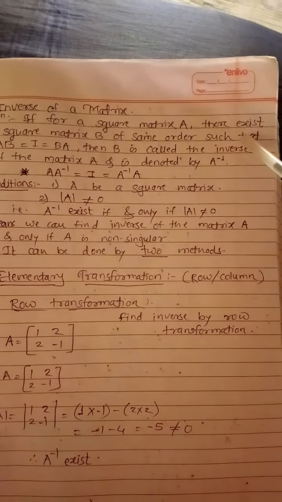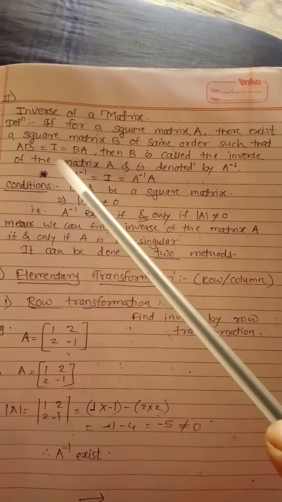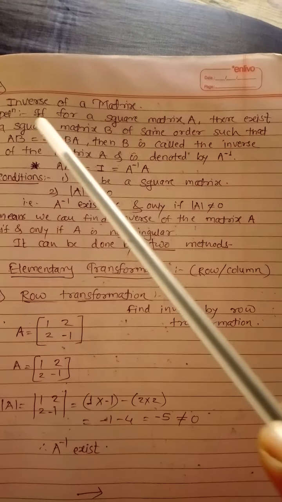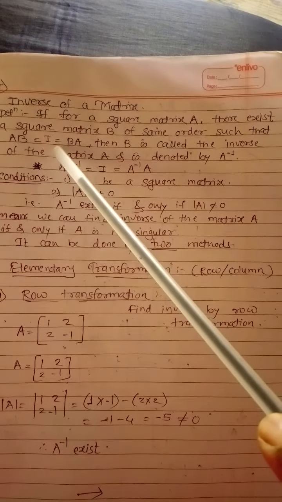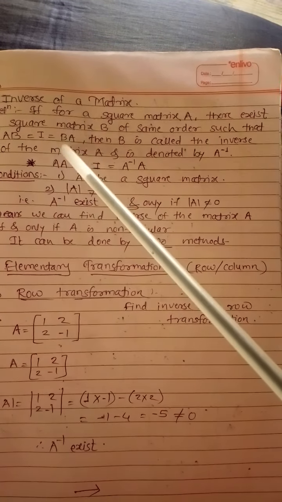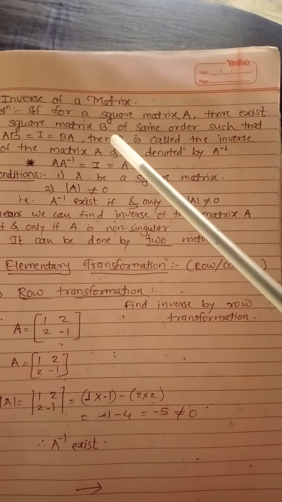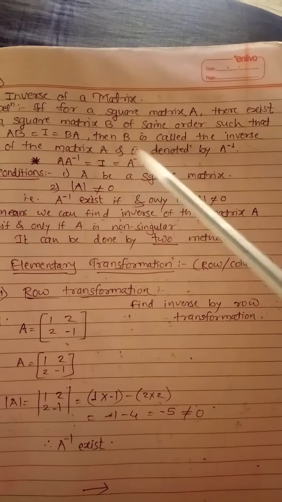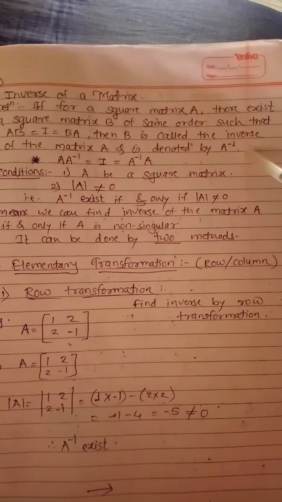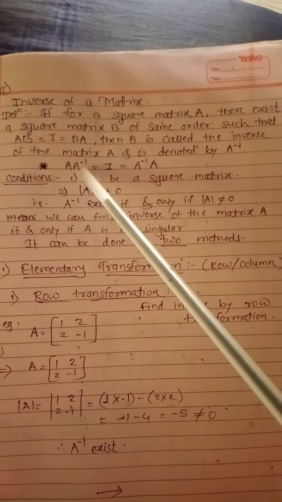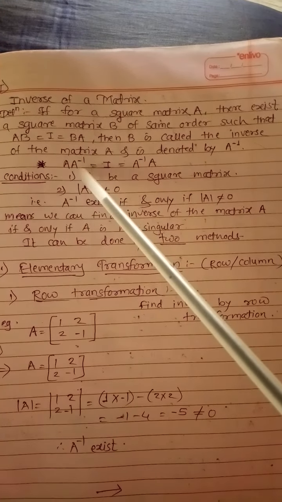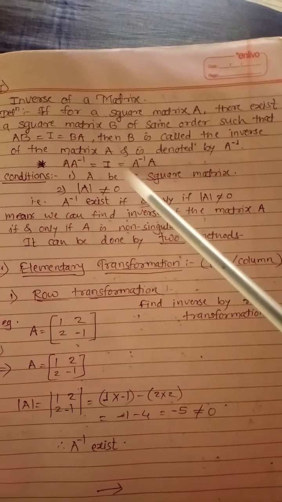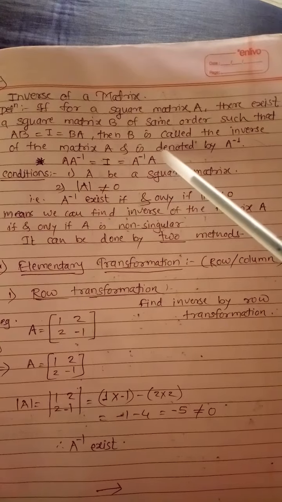If for a square matrix A there exists a square matrix B of the same order such that A into B is equal to I, that is the identity matrix, is equal to B into A, then B is called the inverse of the matrix A and it is denoted by A inverse. And the formula for finding the inverse is A into A inverse is equal to I, that is the identity matrix, is equal to A inverse into A.